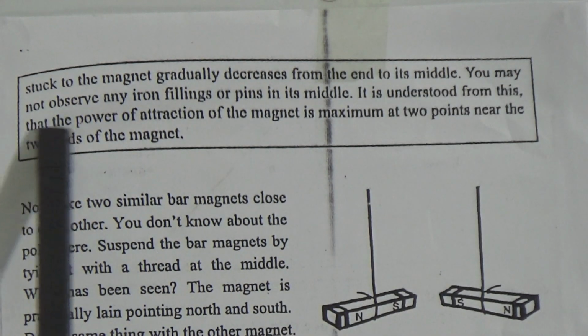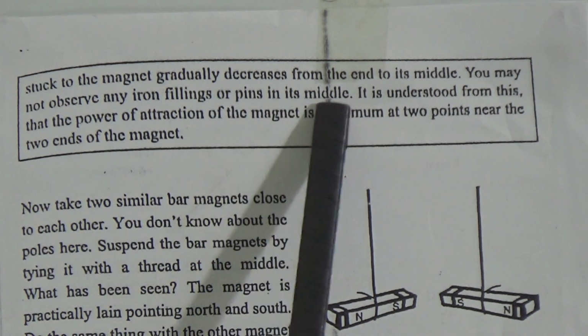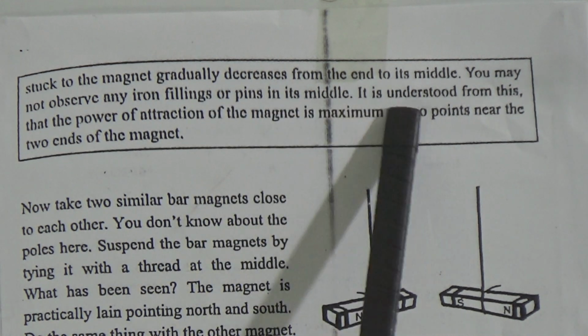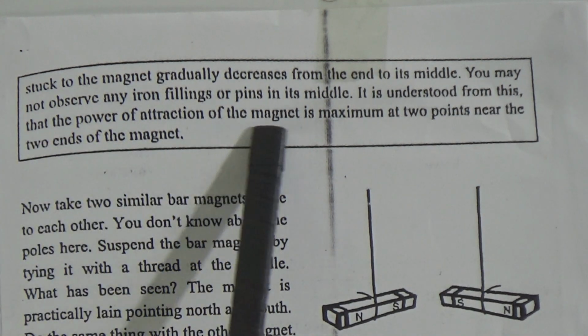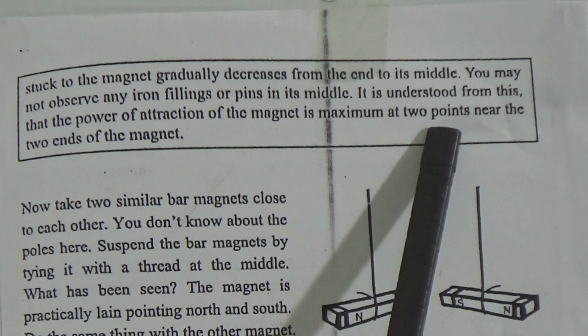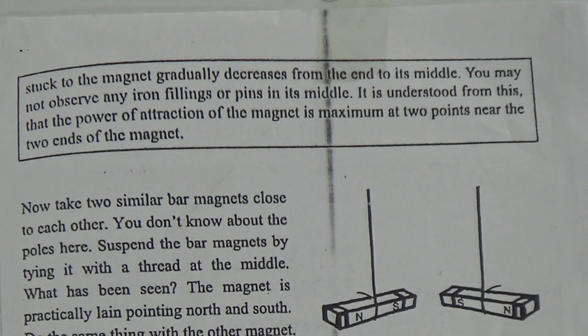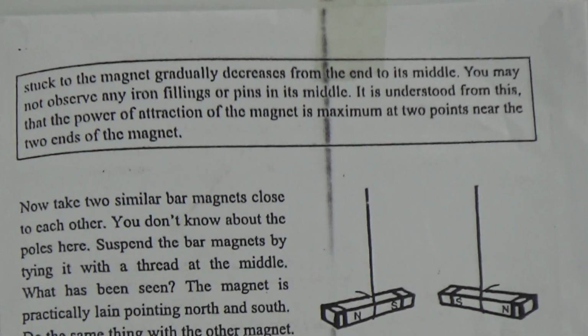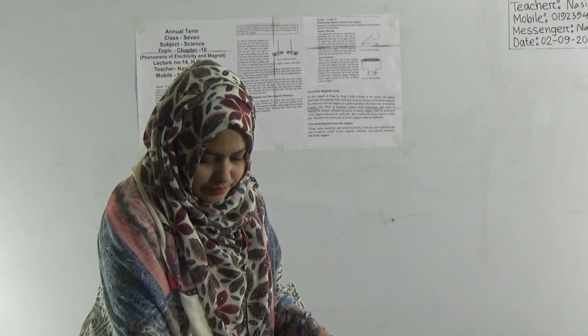You may not observe any iron filings or pins in its middle. It is understood from this that the power of attraction of the magnet is maximum at two points near the two ends of the magnet. So student, let's do this experiment. For this experiment we need some metal pins. Here are some metal pins.